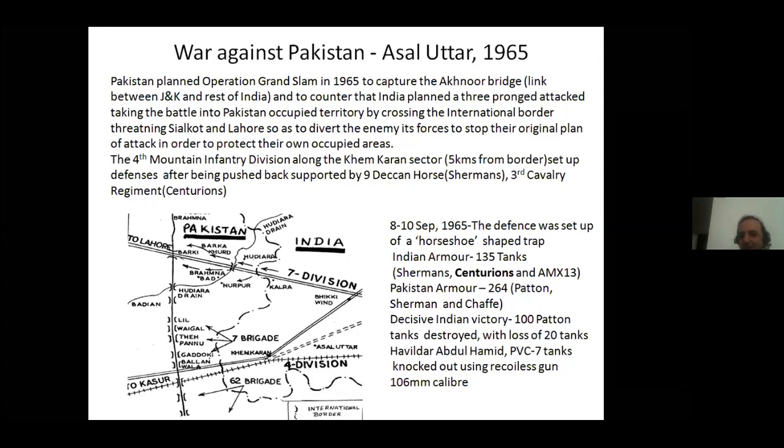So here at the Khemkaran sector, an initial pushback happens with the infantry division. They come back to the Khemkaran sector and set up a very effective defense at Asal Uttar, near the village. And this is where 9 Deccan Horse is also supporting the infantry with the Shermans. There are a few AMX-13 tanks as well. And then the 3rd Cavalry has the Centurions. So this is a new entry for the Centurion tank in Indian history.